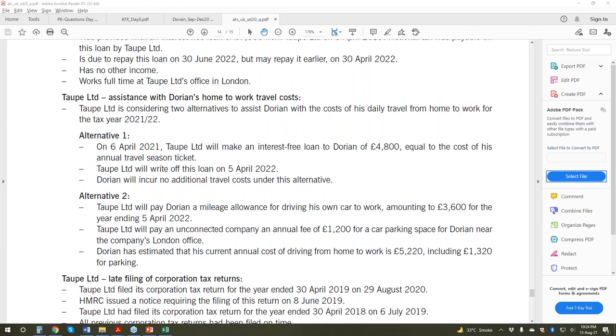Guys, I have a point in my mind. The company has already given him the 7500 loan back in 2019. Now the company is planning to give him a further loan of £4,800 and he has not yet paid off the previous loan, because he is planning to pay it off by April 2022 or by June 2022. But on 6th April 2021, that 7500 loan will be due. Don't you think that by getting this 4800, he will cross the threshold of 10,000 and this loan benefit will now be a taxable benefit in kind? Do you agree, guys?